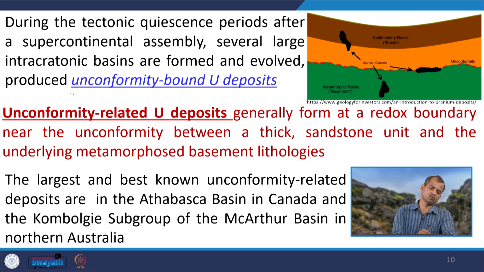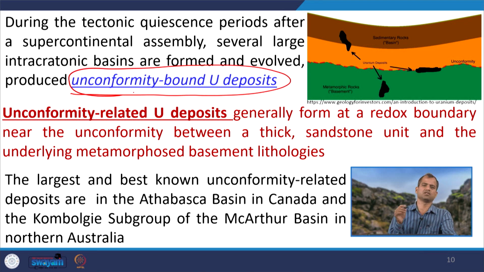So, during a tectonic quiescent period, after a supercontinental assembly, several large intracratonic basins are formed and evolved, which has produced unconformity bounded uranium deposits. That is also very important. After this supercontinental breakup, we created relatively tectonically quiescent periods, and we created these intracratonic basins, placed on underlying basement rocks like granitic gneiss, migmatite or so. Those basins are filled with sediment, and the unconformity surface separating the sediment and the underlying basement rock gives rise to the unconformity bounded uranium deposit.